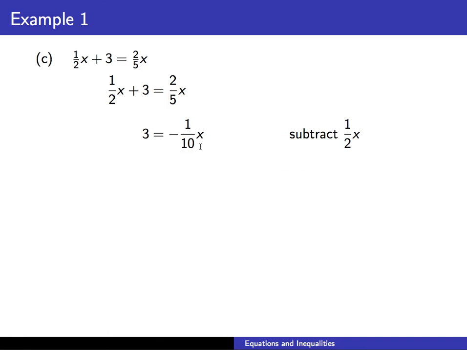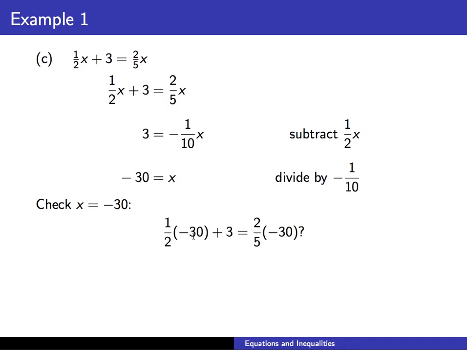That's okay though. So to get x by itself, we can either divide both sides by negative 1/10, or which is equivalent to that is multiplying both sides by negative 10. We're going to get x is negative 30. So now let's check to see if that's right. Is half of negative 30 plus 3 equal to 2/5 times negative 30? Well, yeah, they both come out to be negative 12. So x equals negative 30 is correct for our final answer.